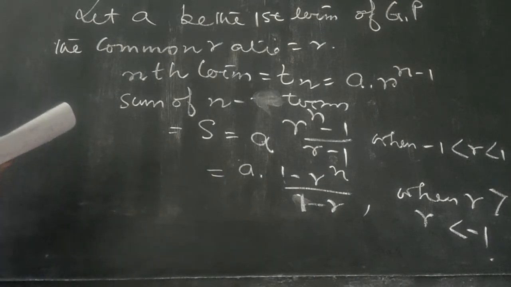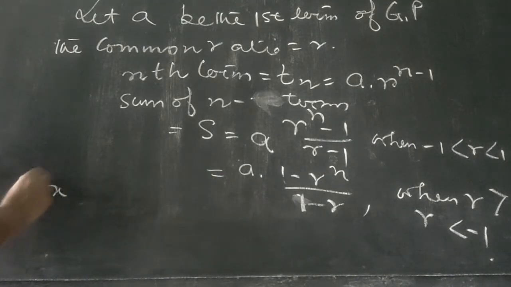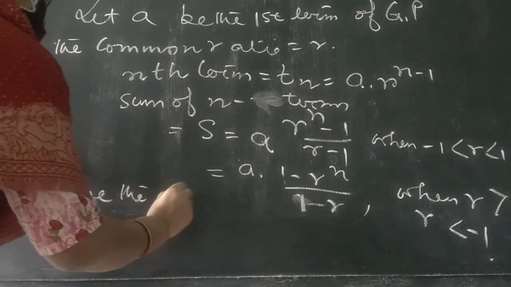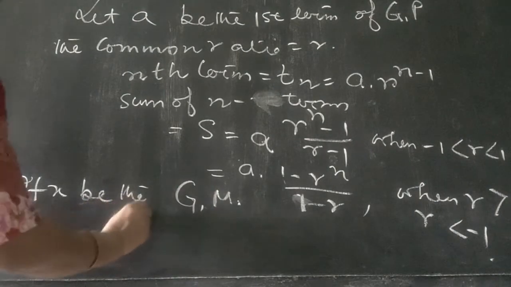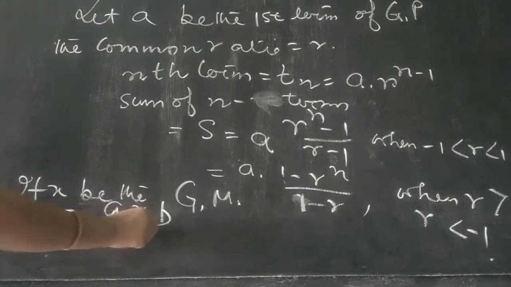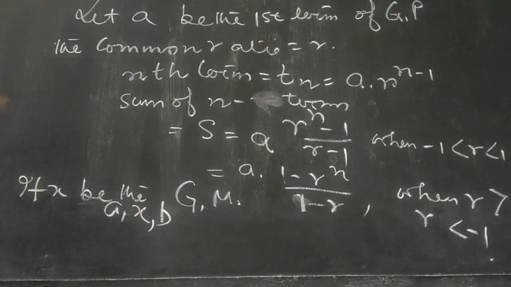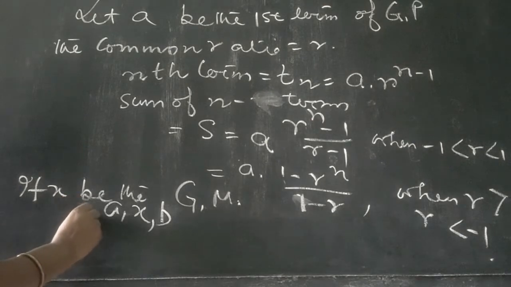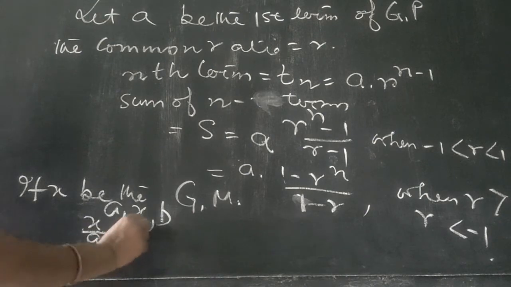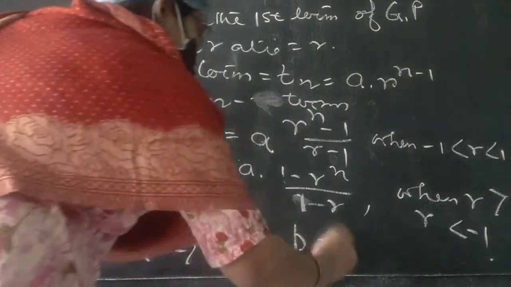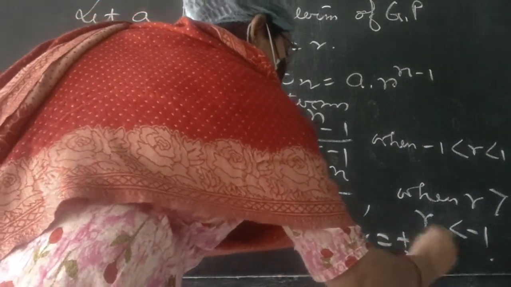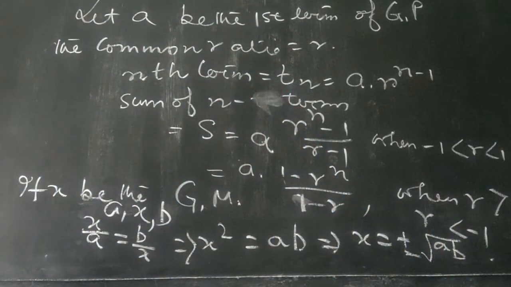If X be the geometric mean in between A and B, then the common ratio is the same. So I can write X by A, that means second term by first term, equal to third term by second term. That means X square equals AB, that means X equals plus minus root over AB. Right?